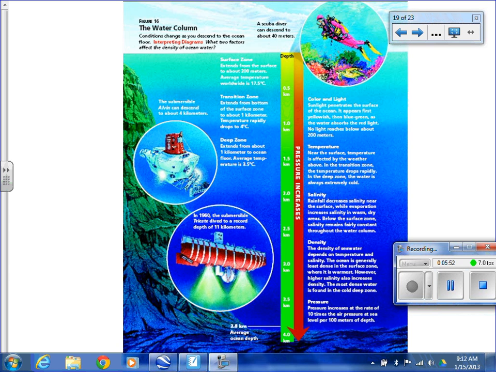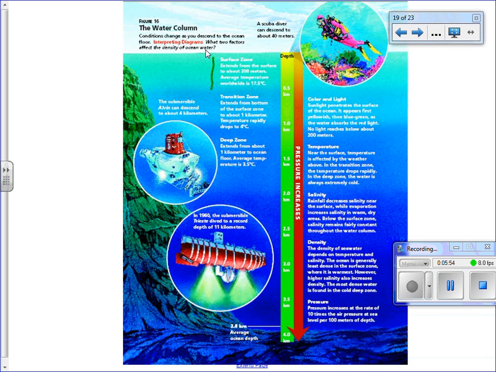I know it's hard to read, it's from the textbook. This is called the surface zone, obviously up at the surface. And here you're getting the effects of light. It's going to be much warmer. This is going to be the warmest part of the ocean. And then transition zone, deep zone. And again, as you get deeper, you have much less light filtering down because the light just can't go through all of that.